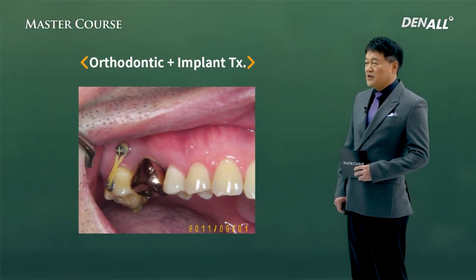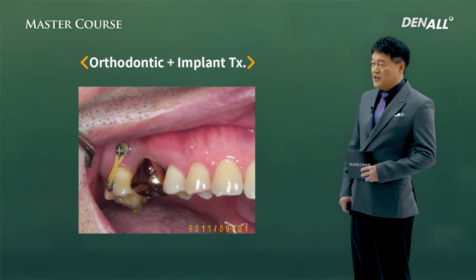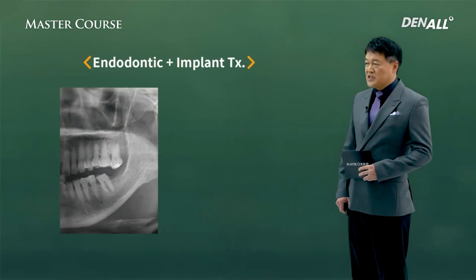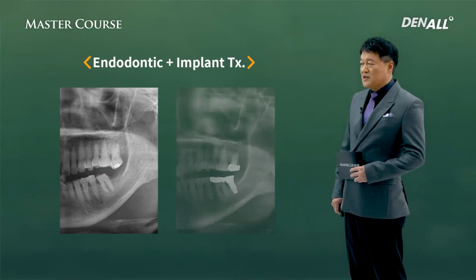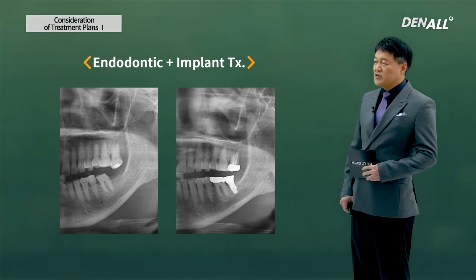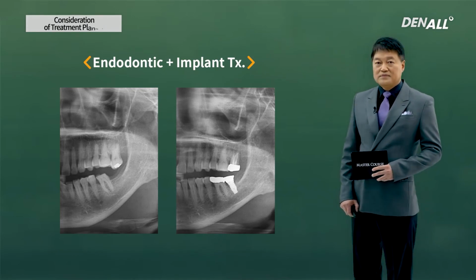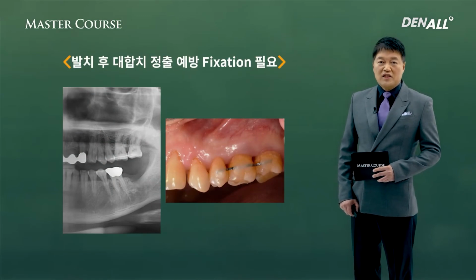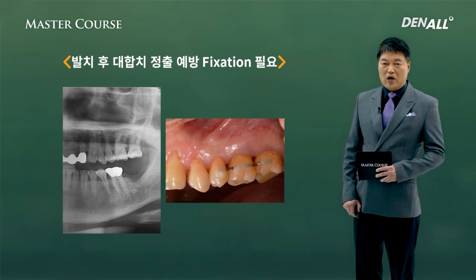You can place a mini screw and orthodontically treat the extruded teeth. However, there can be many restraints, such as time, refusal of the patient, or the cost. You can just do root canal treatment, do crown treatment on the extruded tooth, and proceed with implant surgery. After we do extraction, in order to prevent extrusion of opposing teeth, we have to do preventative fixation.